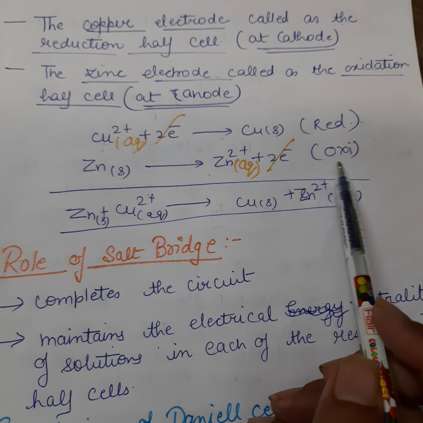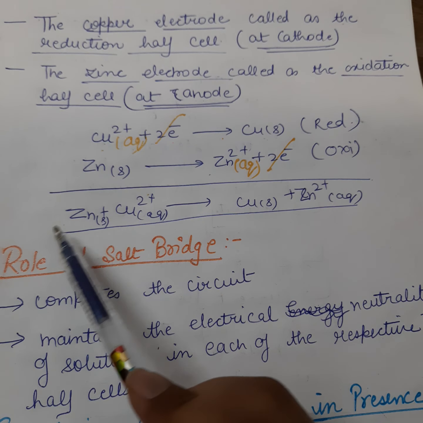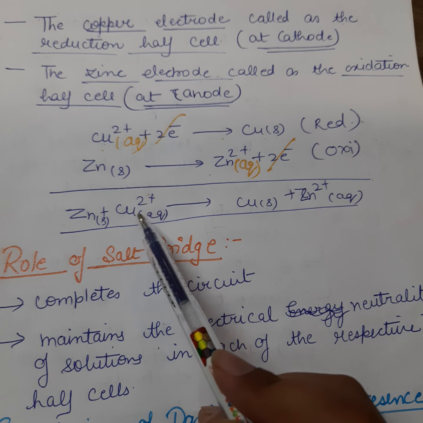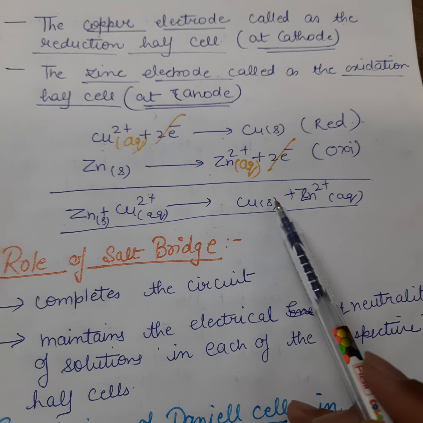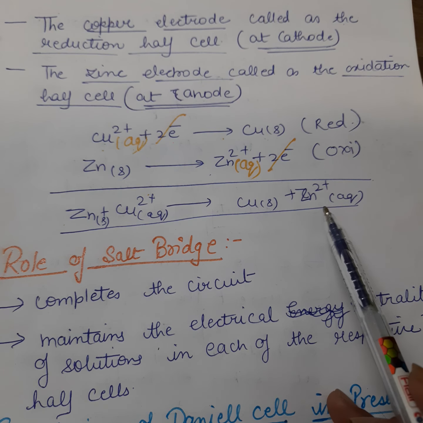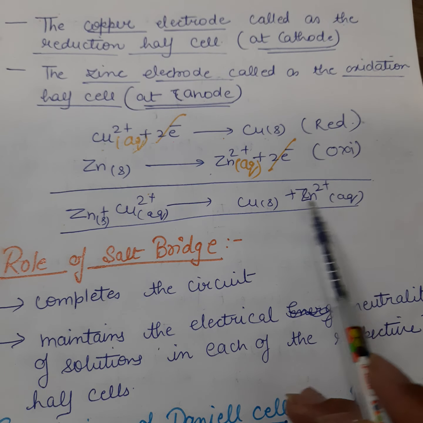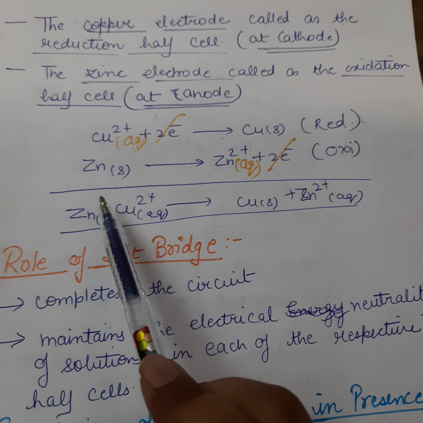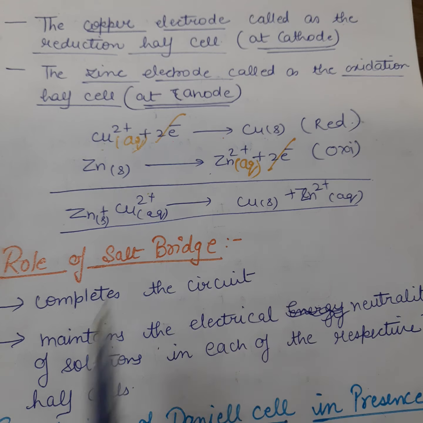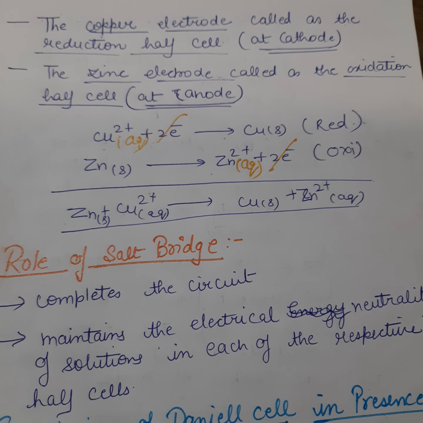that is known as oxidation. Now the net overall equation is Zn solid plus Cu2+ aqueous gives rise to copper solid plus Zn2+ aqueous. Now this is the overall equation. Alright students, next is the role of salt bridge.